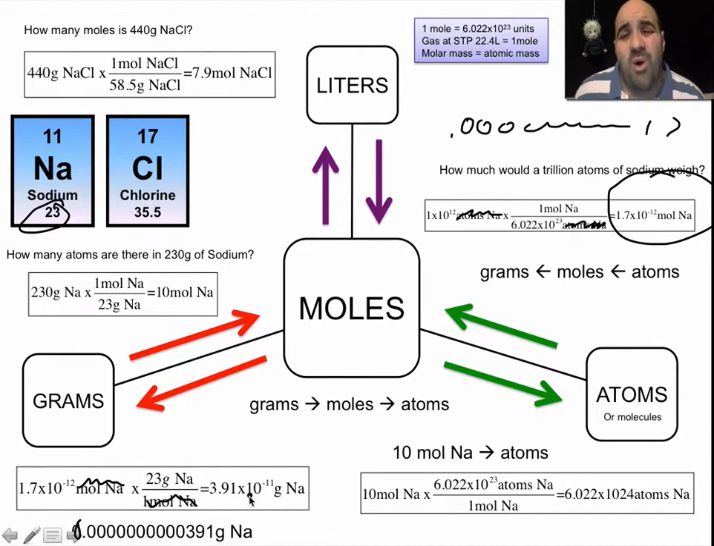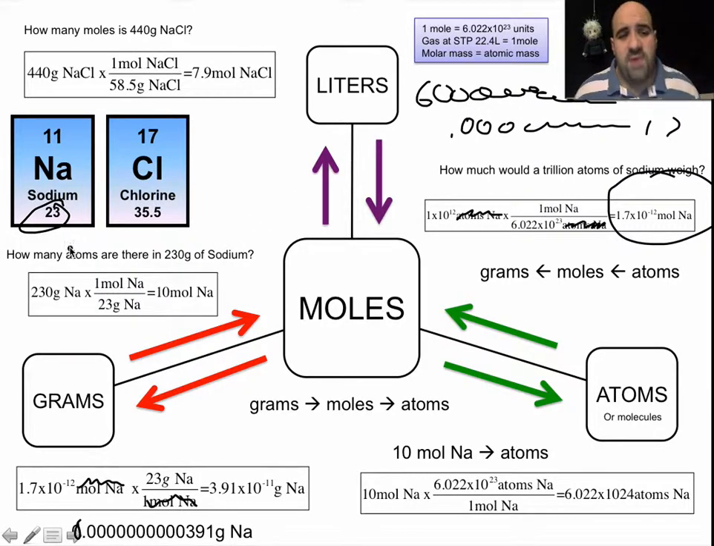Just shows us how small atoms actually are. How many atoms there actually are in, say, even a small little block of something. There's a ton of it. And to be quite honest, if we had 23 grams of sodium, a small little piece of sodium, there would be 6.022 times 10 to the 23rd atoms in it. 6, followed by 23 zeros. Keep writing zeros. That's how many atoms would be in 23 grams of sodium.